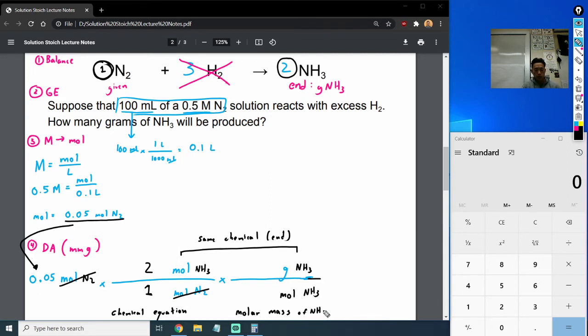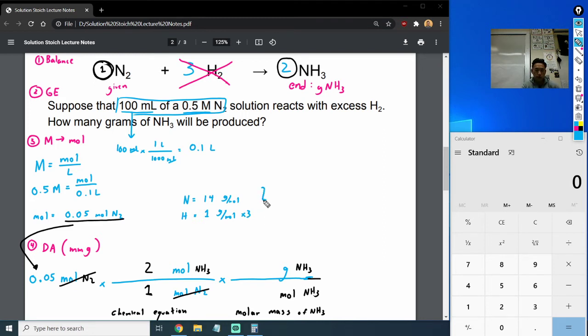If you guys go on your periodic table, let me just erase this part real quick. You're going to look up the elements that make up NH3. So nitrogen, N. You're going to notice that the molar mass, the number on the bottom of the box, is 14 grams per mole. And then for H, it's going to be 1 gram per mole. But there's going to be 3 of them, right? So we've got to multiply that by 3.